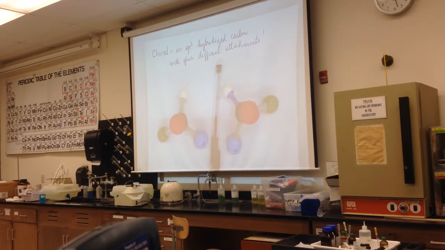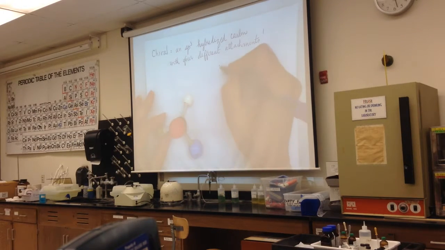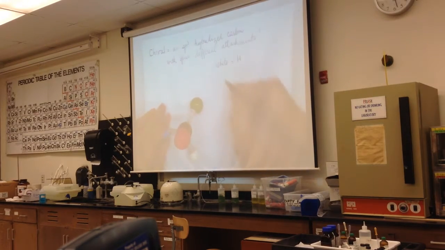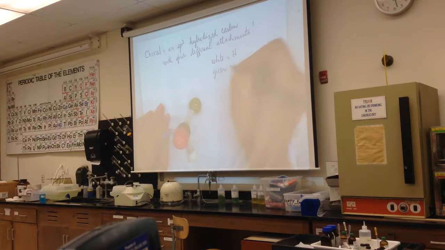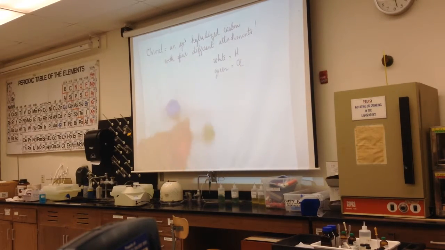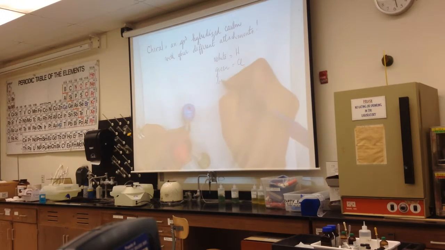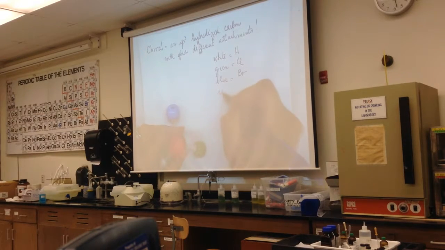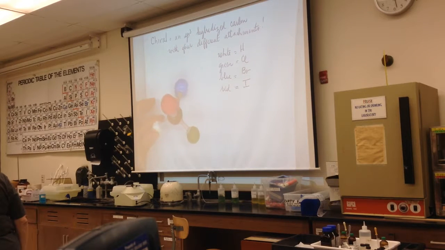Alright, so if we continue with this, we come up with another layer of nomenclature. Okay, and that new layer of nomenclature, let's see if we can tell. So, white is hydrogen, green is chlorine. Okay, I'm going to say that blue is bromine, and I'm going to say that red is iodine. Can I say that? Alright, so I'm saying that.